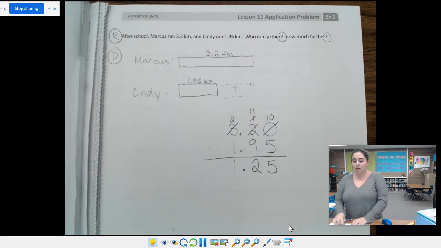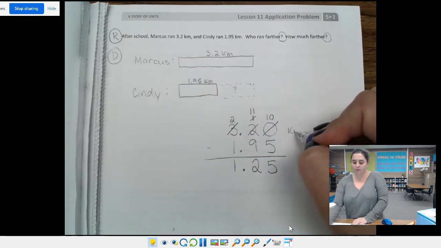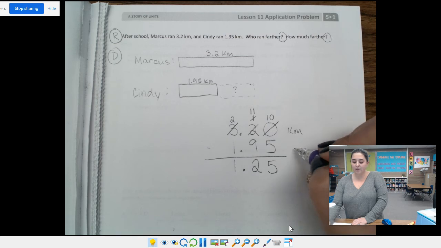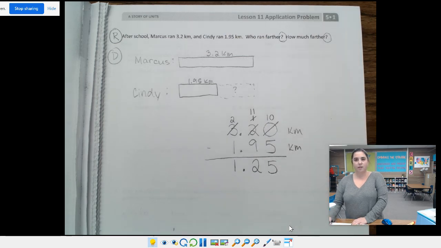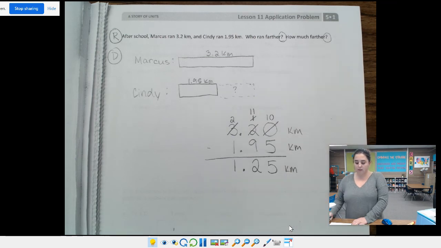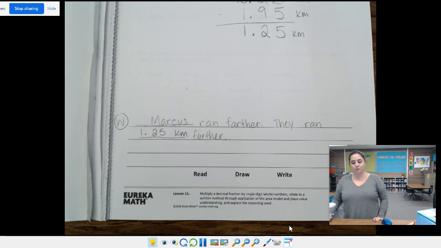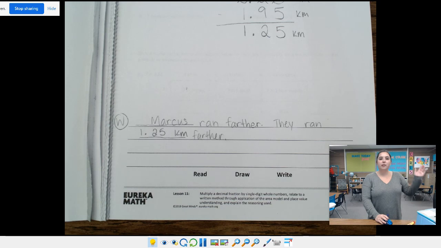So now I'm taking my mind back out from money, because this wasn't a money problem. This was 3 2/10 kilometers minus 1 95/100 kilometer. So my answer should be in kilometers. So I'm going to say they ran 1 25/100 kilometer farther. There we go. All right, how did you do? Good job, everyone. You're going to go to the next slide where we're going to actually start lesson 11.